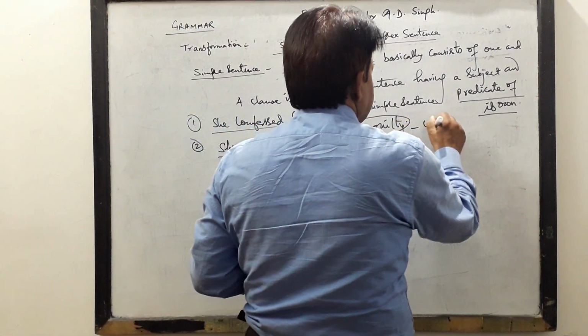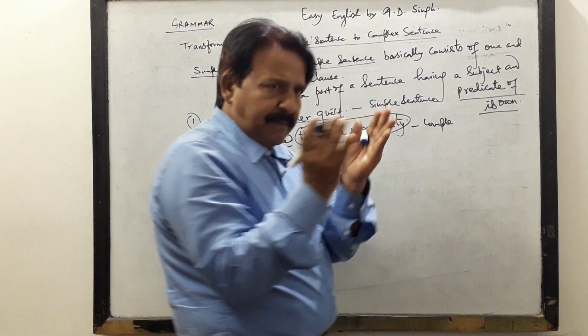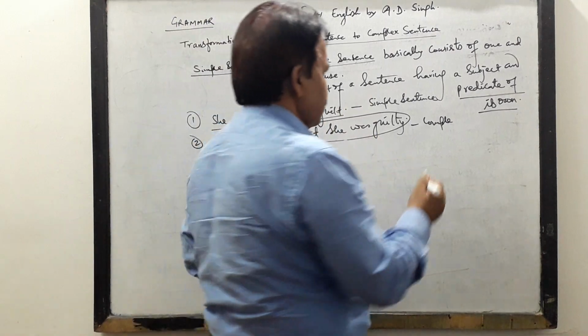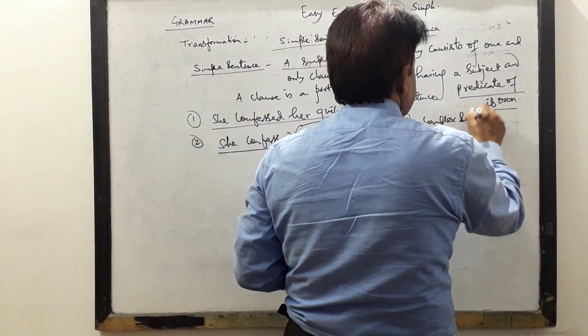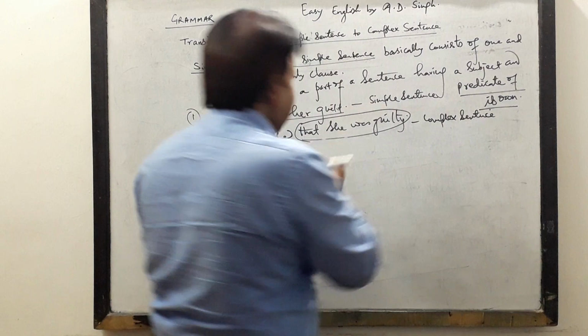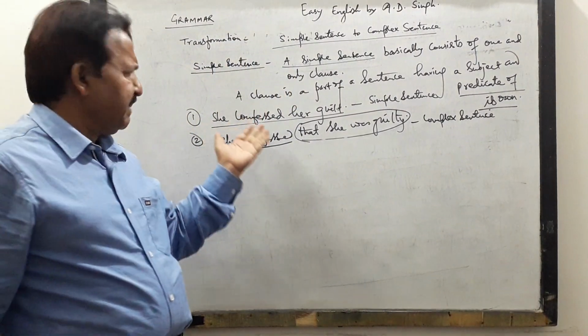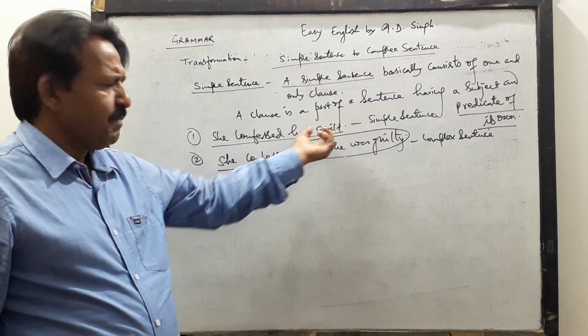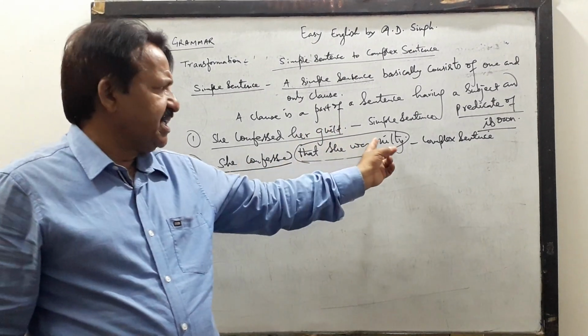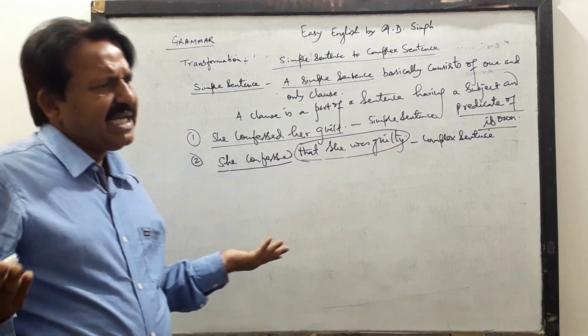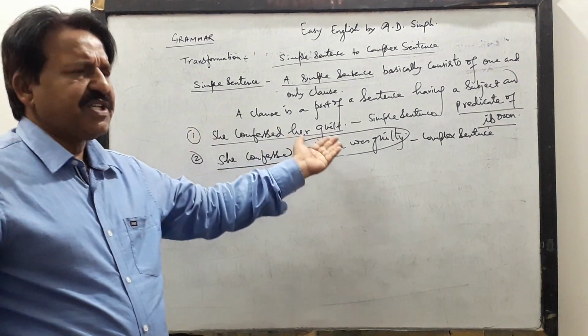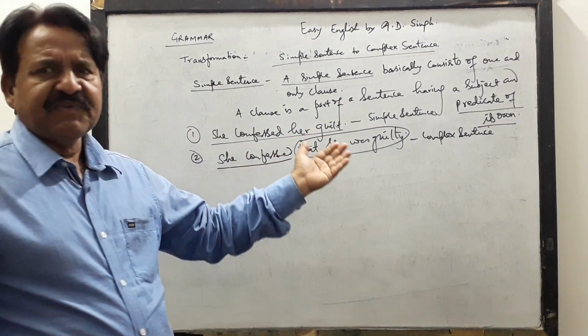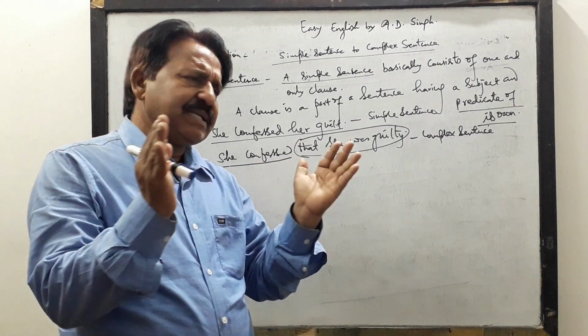A complex sentence always has a main clause and a subordinate clause. The second one is a complex sentence. The meaning is the same. There is no change in the meaning. She confessed her guilt. Here guilt is now in noun form. And she confessed that she was guilty. Here it is an adjective. But the meaning is the same. Both have the same meaning.